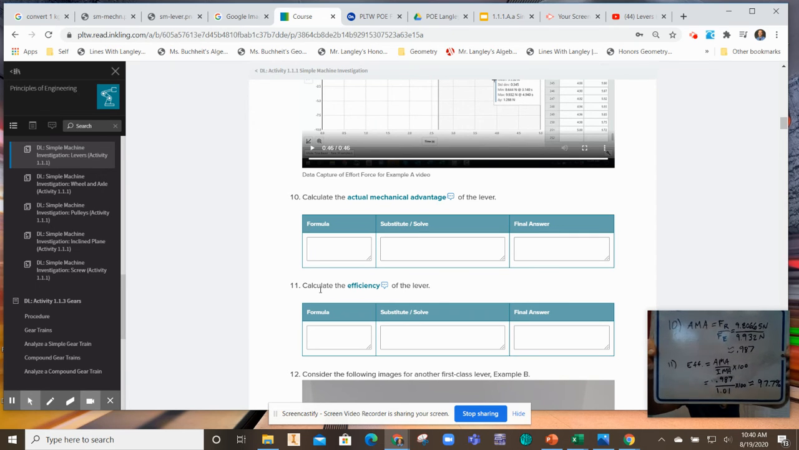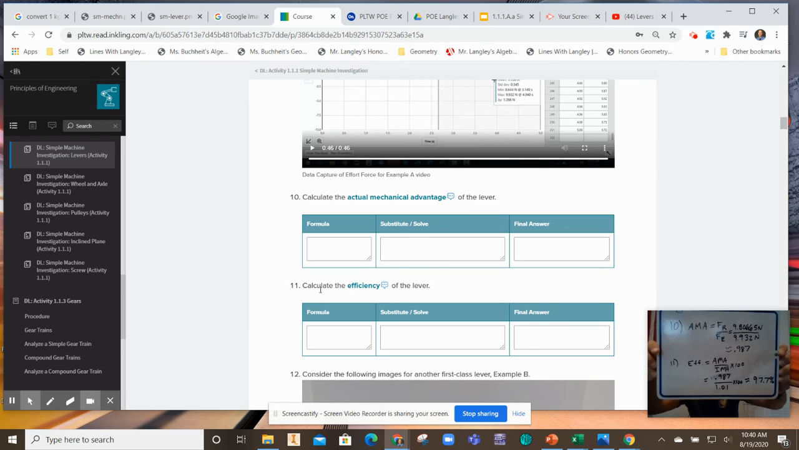Then we're going to calculate the efficiency, AMA divided by IMA times 100. It worked out because our AMA should be less than the IMA, but they're really close to the same value. They're really both really close to 1. And then you get about 97.7% efficiency.